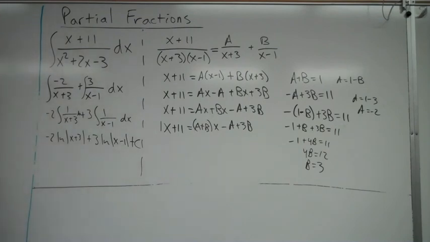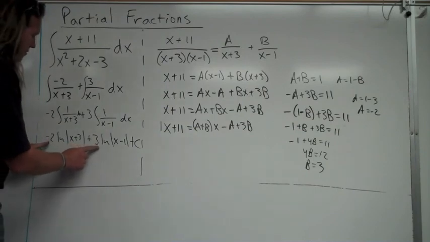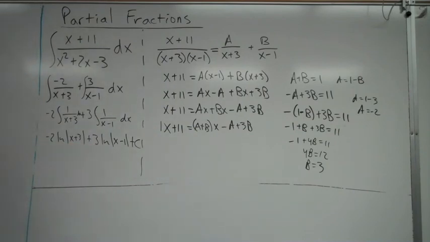In this case, there's no simplifying that can be done using natural log rules because of the different coefficients in front. The coefficients in front have to be the same in order to use that natural log rule to simplify.